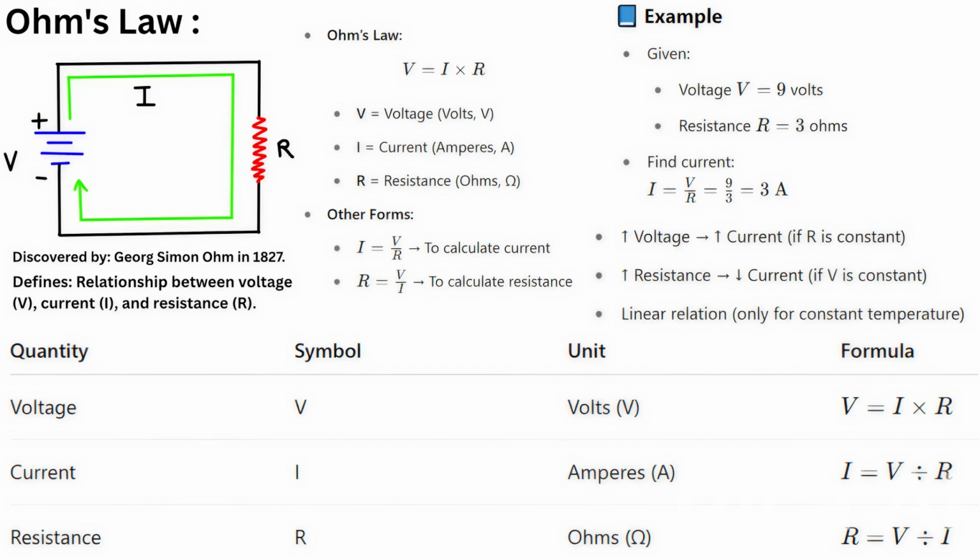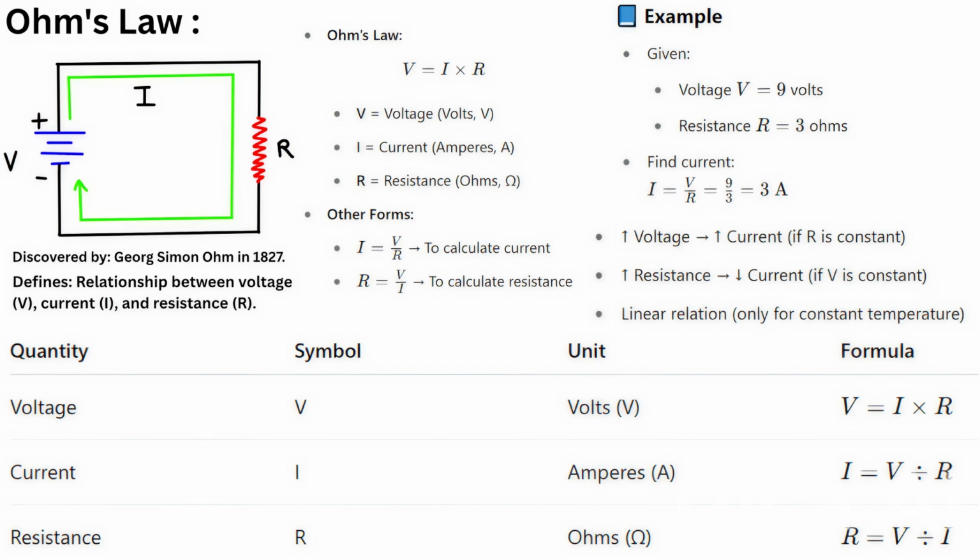Now, let's connect all three of these ideas. Ohm's law gives us a beautiful and simple mathematical formula that describes the relationship: V equals I times R. This means the voltage, the push, is equal to the current, the flow, multiplied by the resistance, the opposition. This single formula is incredibly powerful because if you know any two of these values, you can always figure out the third. As shown under other forms, we can rearrange it.